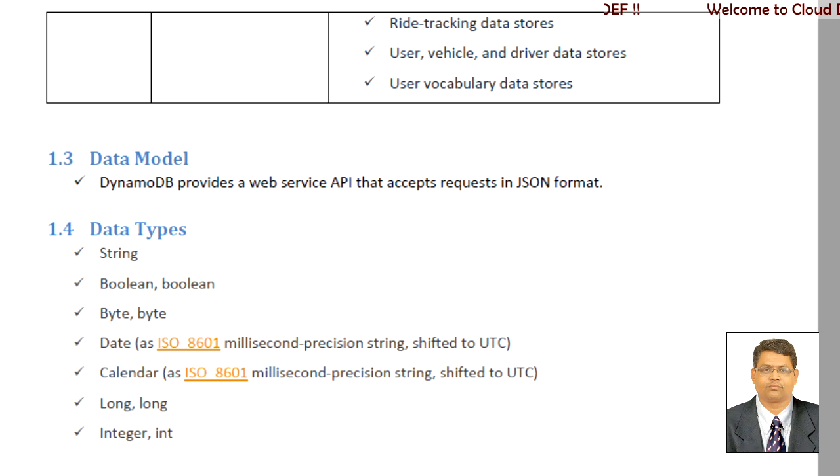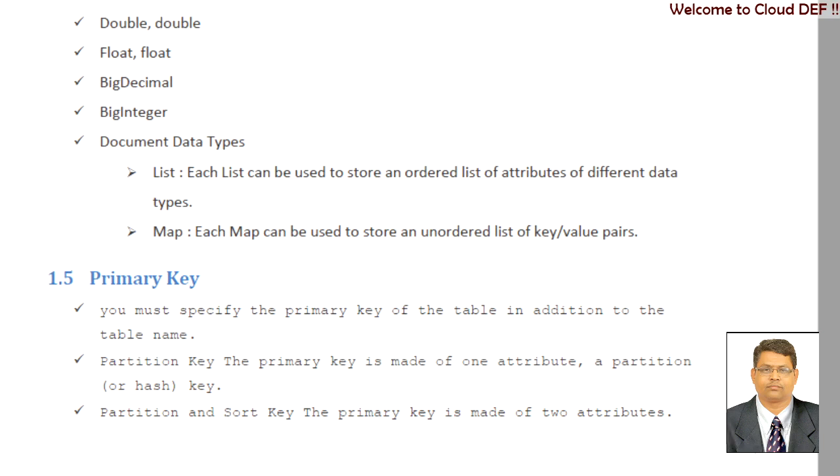You must specify the primary key of the table in addition to the table name. Partition key: the primary key is made of one attribute, a partition, or hash, key. Partition and sort key: the primary key is made of two attributes. The first attribute is the partition key and the second one is the sort, or range, key. Each item in the table is uniquely identified by the combination of its partition and sort key values.